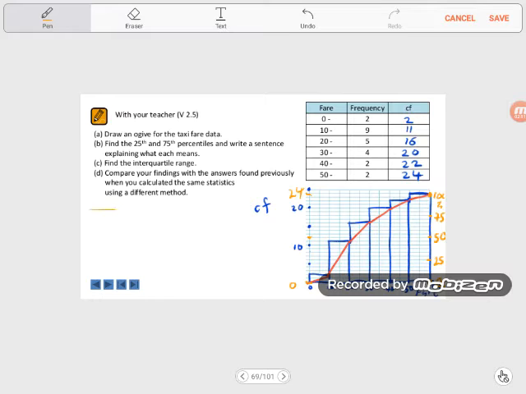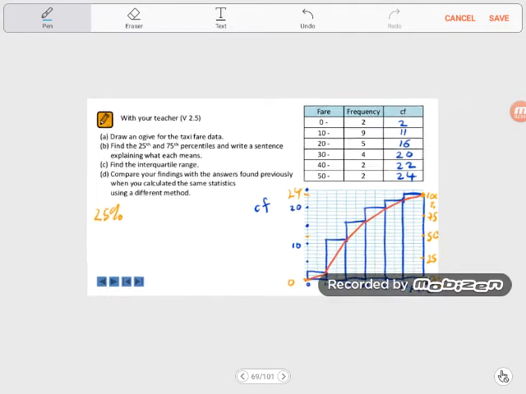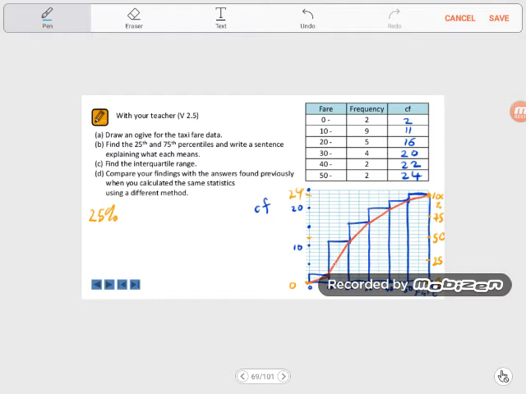So the 25th percentile is equal to, let's find out what. We go from this across to the Ogive and down, and we'll do the same for the 75th while we're here. So across and down. So here are the two spots, the 25th and the 75th percentiles. The 25th percentile is halfway between 10 and 20. It's at 15.